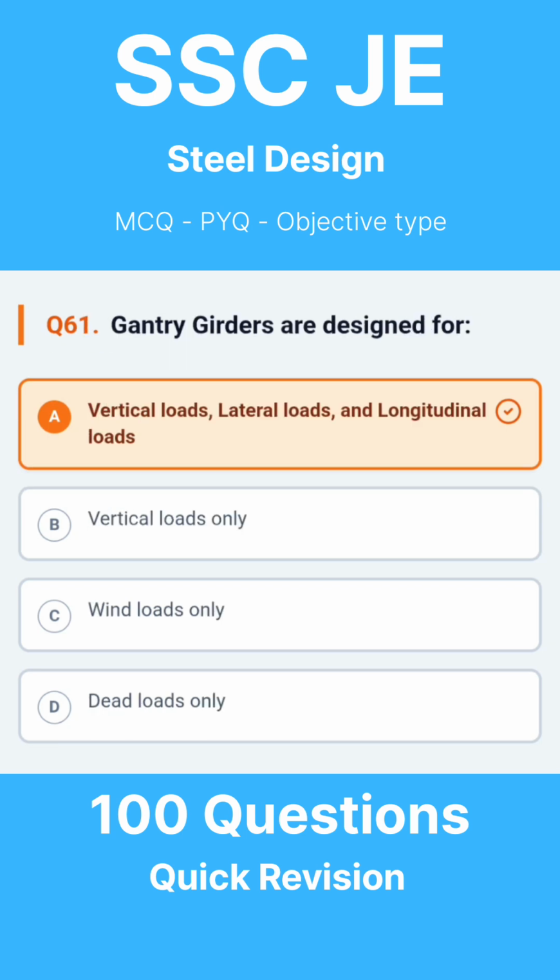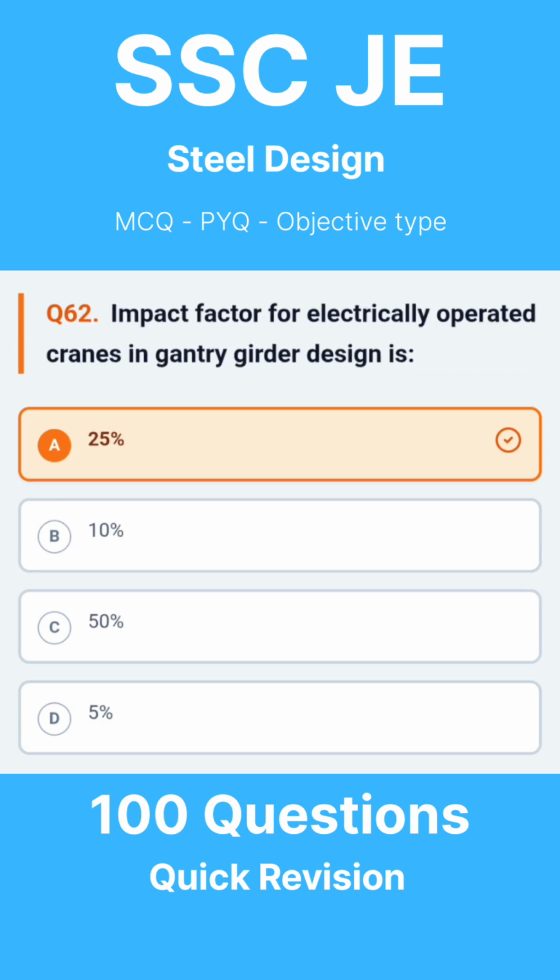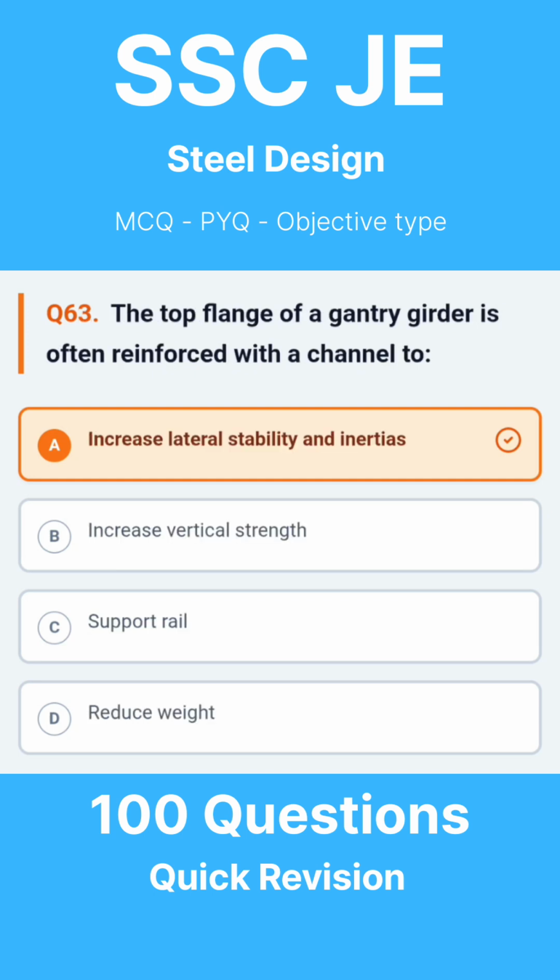Question 61. Gantry girders are designed for. The correct answer is vertical loads, lateral loads, and longitudinal loads. Question 62. Impact factor for electrically operated cranes in gantry girder design is. The correct answer is 25%. Question 63. The top flange of a gantry girder is often reinforced with a channel to. The correct answer is increase lateral stability and inertia.